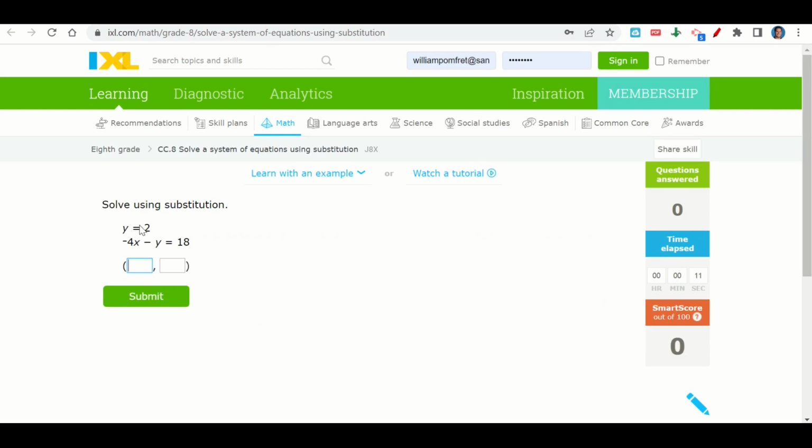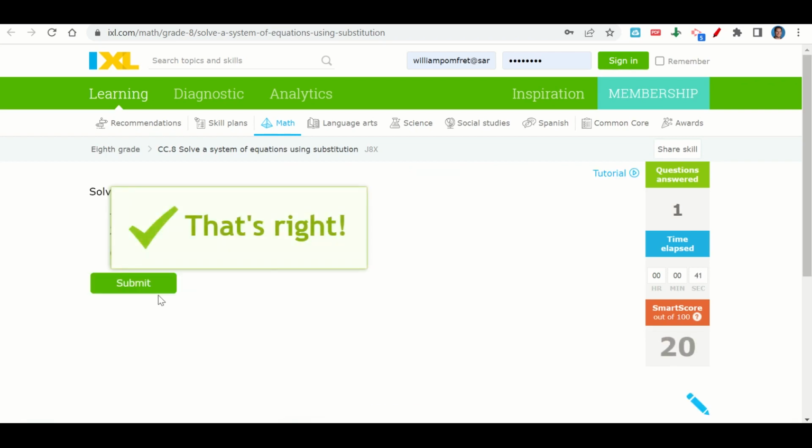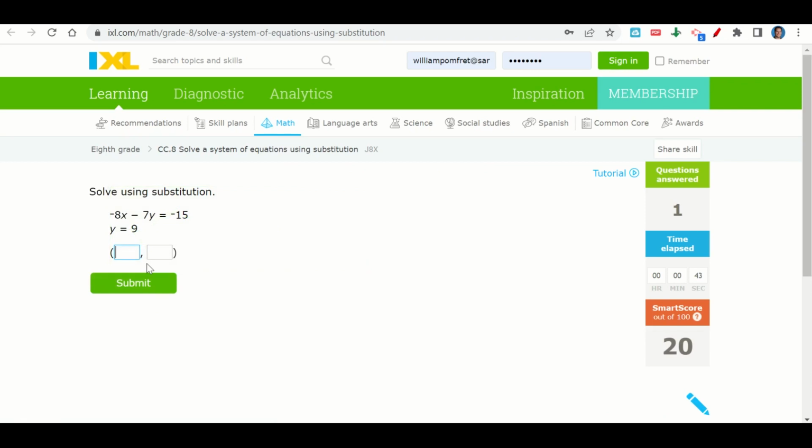So the first one says y equals 2, and negative 4x minus y is equal to 18. Well, we already know what y is. They already gave it to us, so we're going to put y equals 2. And now for this one, we just need to plug it in and solve. So this becomes negative 4x minus 2 is equal to 18. So we'll add 2 to both sides, and we get 20 over here. So negative 4x is equal to 20. Divide both sides by negative 4, and we get x is equal to negative 5. So we get negative 5, 2. And we hit submit. It tells us we got it right, and then gives me another question.